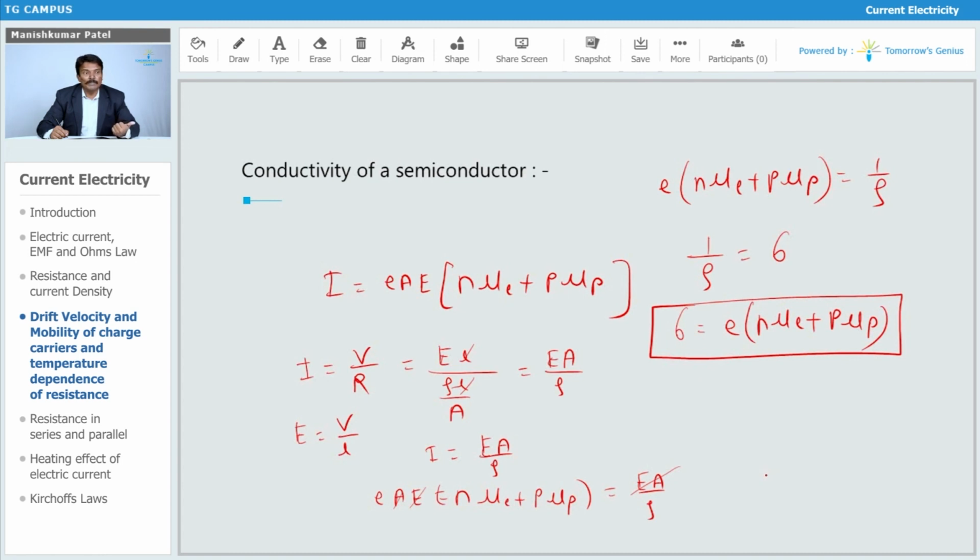In case of a conductor, it has only free electrons. In case of an electrolyte solution, both positive and negative ions are there, but in case of a semiconductor, both electrons as well as holes contribute to the flow of current. Although the directions of their drift velocities are opposite to each other, this is how you get the expression for the conductivity of a semiconductor.